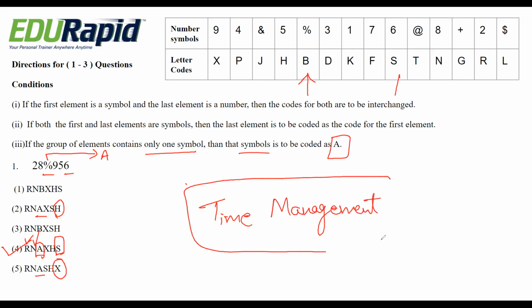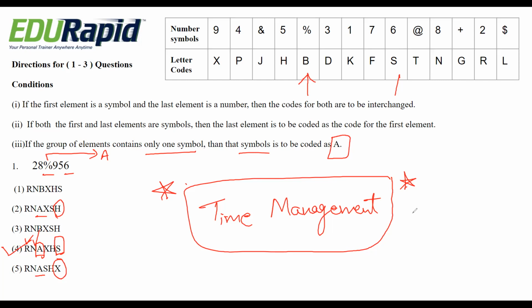So this is the important phrase you have to remember, especially in coding and decoding. Here you need not write anything on paper. Just by analyzing the question on the computer screen, you have to select the right answer. So no need to write anything. Just by seeing the question you have to answer. All because of time management.